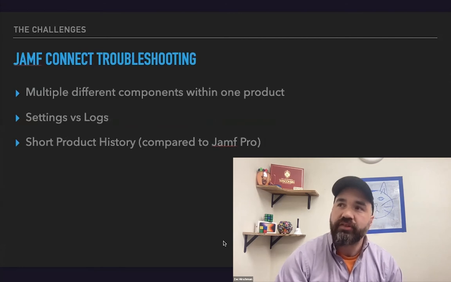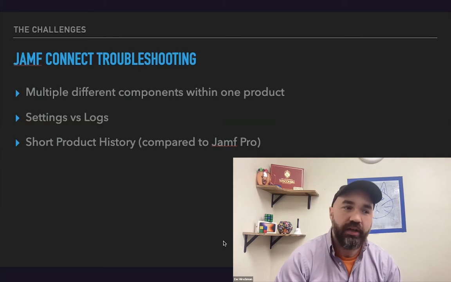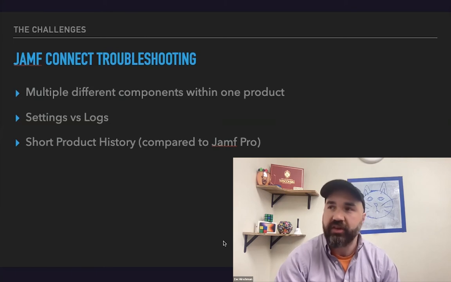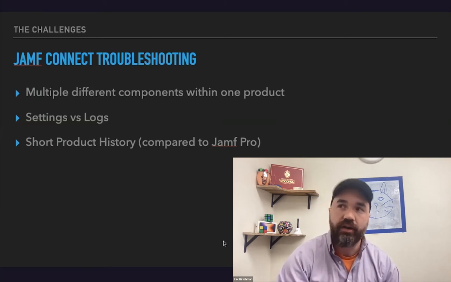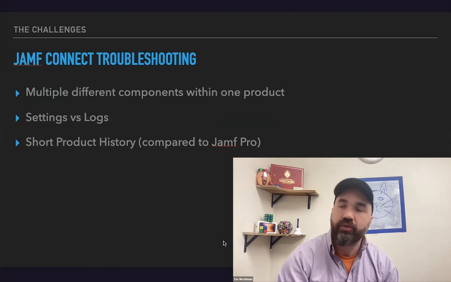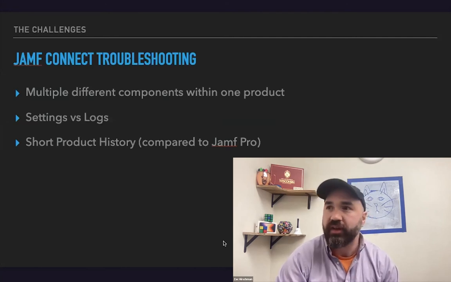Jamf Connect also presents issues of its own. It's multiple different components within one product. And so if you've bought it and you're using it, you might not be able to, or your users might not be able to articulate, is it login? Is it menu bar? Are they trying to use Jamf Unlock? Is it an issue with the settings we're pushing out? Or is there something in the logs that can help us?